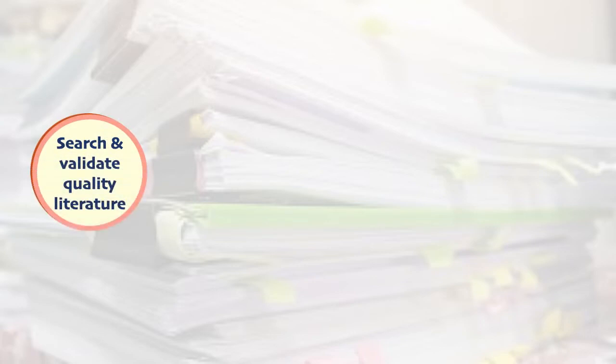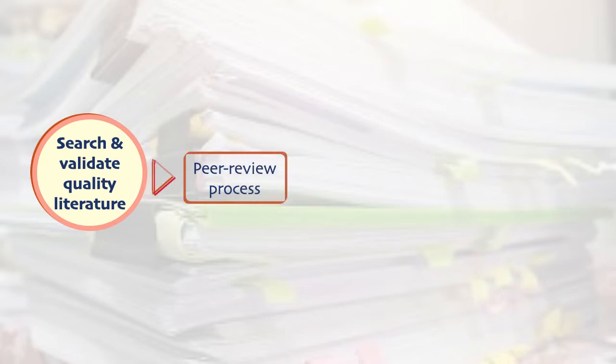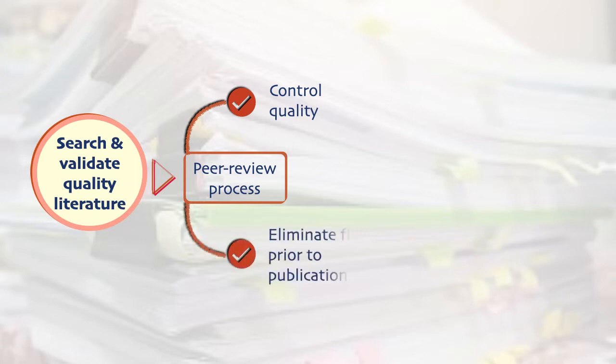The quality of the literature used plays an important role for advancing the knowledge of the researchers and the overall body of knowledge. The peer review process implemented by the academic research community serves two objectives. First, as a mechanism to control quality, and second, to eliminate flaws prior to publication of research articles.